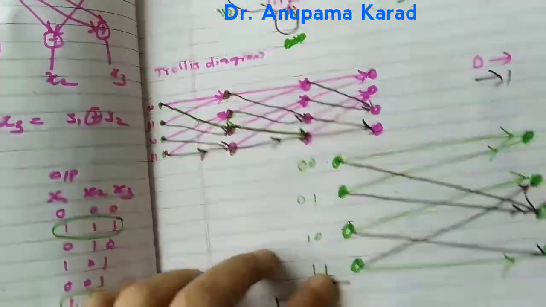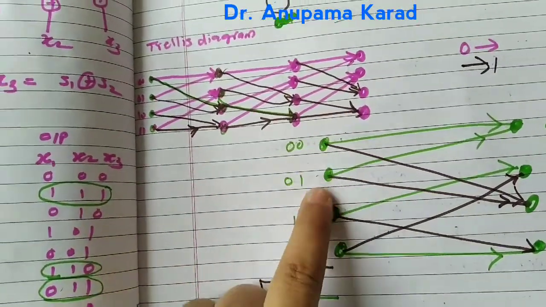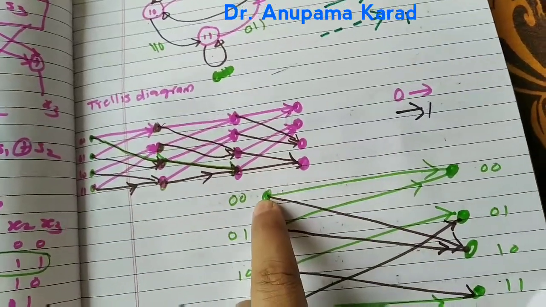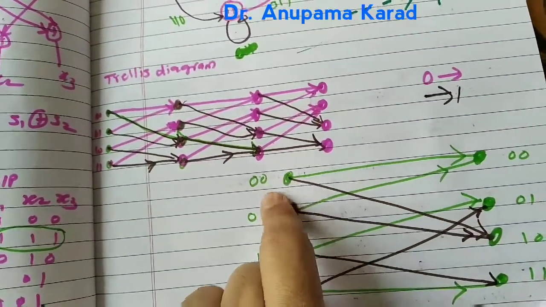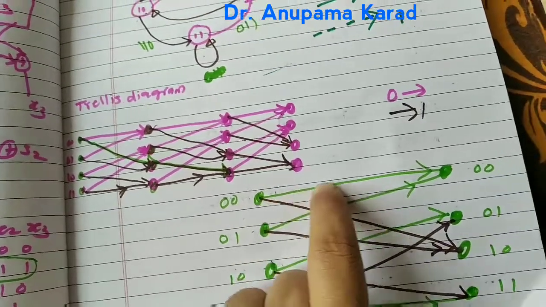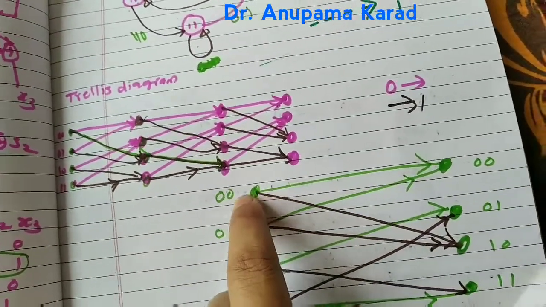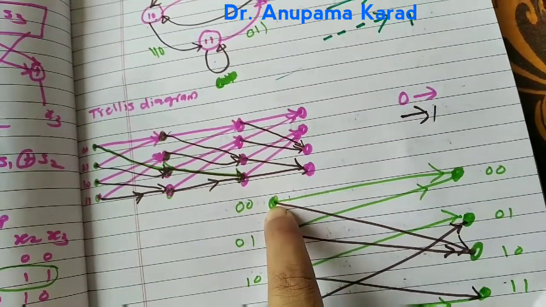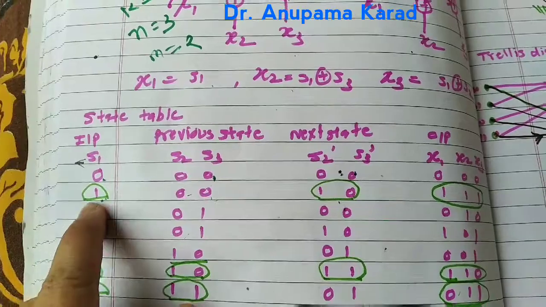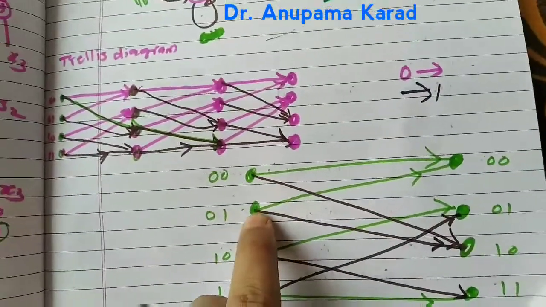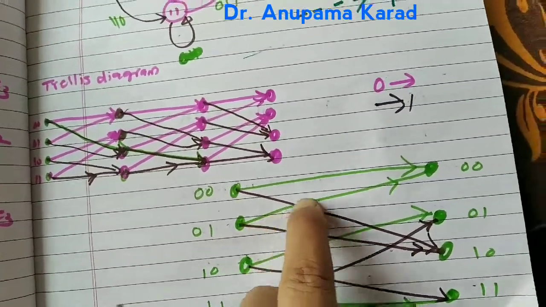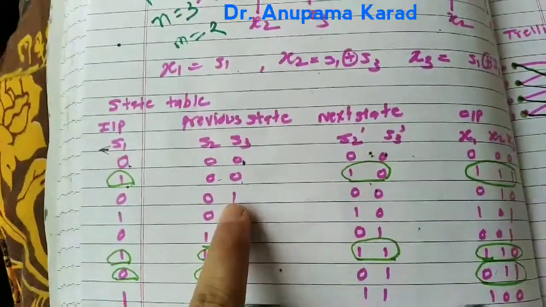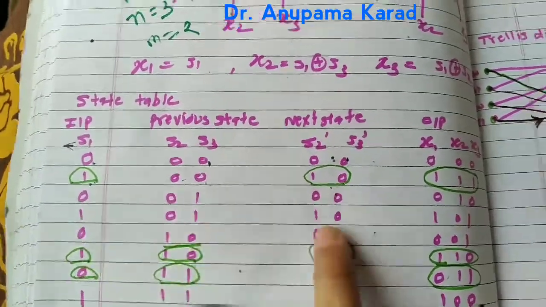Now trellis diagram. How to draw trellis diagram? Write down here the states 0 0, 0 1, 1 0, 1 1. Here also states. Previous state is 0 0, input is 0, next state is 0 0. Previous state is 0 0, input is 1, next state is 1 0. Previous state is 0 1, input is 0, next state is 0 0. Previous state is 0 1, input is 1, next state is 1 0.